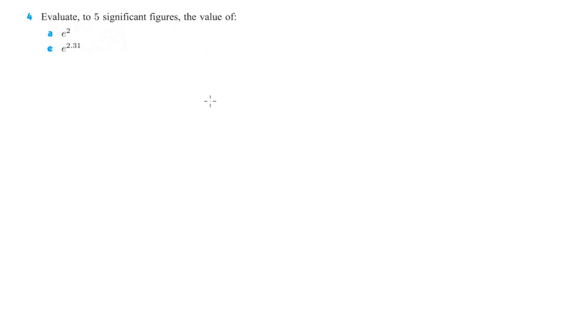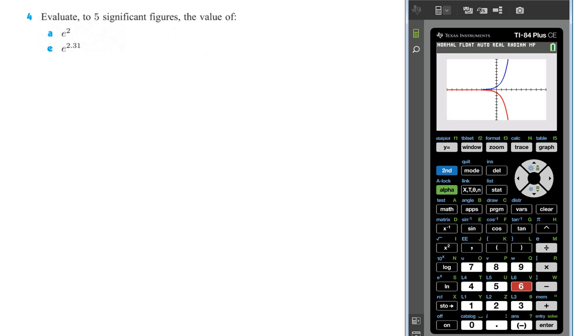Okay, number 4, evaluate to 5 significant figures the value of each of these. So in our graphing calculator or regular old calculator, you should be able to do the same thing. We're just going to do e squared. So we'll do second e to the second. Push equals 7 point, and it says to 5 significant figures. 1, 2, 3, 4, 5. That's the 5th, so the 5 tells the 0 to get bigger. 7.3891.